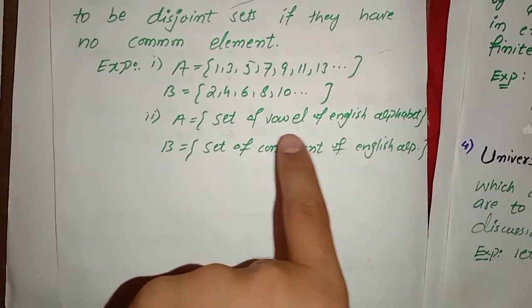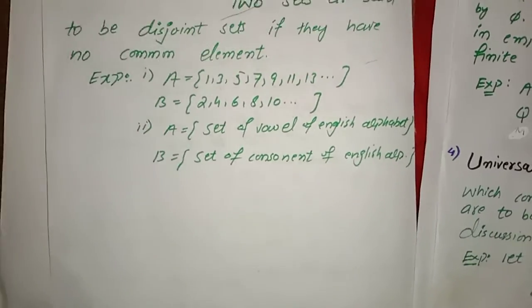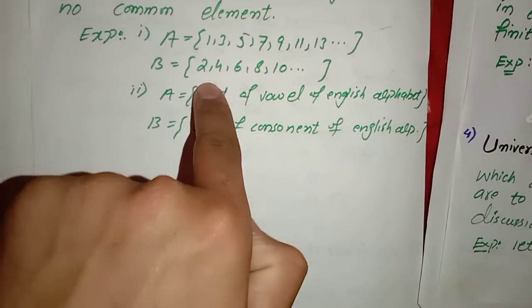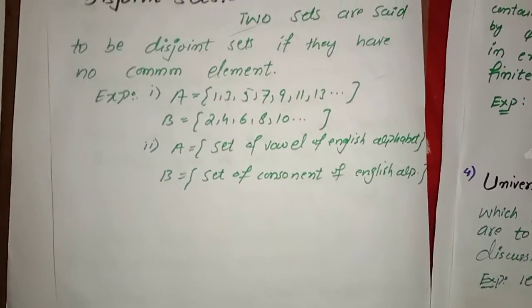Number two, A is equal to the set of vowels of the English alphabet. Set B is equal to the set of consonants of the English alphabet. In set A and set B, there is no common element. So set A and set B are said to be disjoint sets.